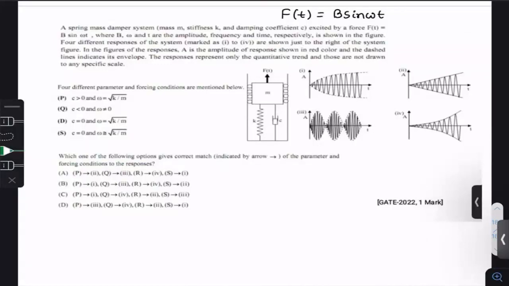So guys, you can see it is a problem of forced damped vibration. The problem of forced damped vibration.